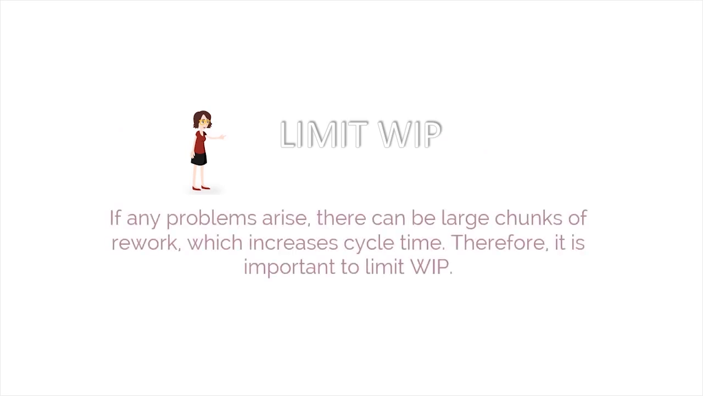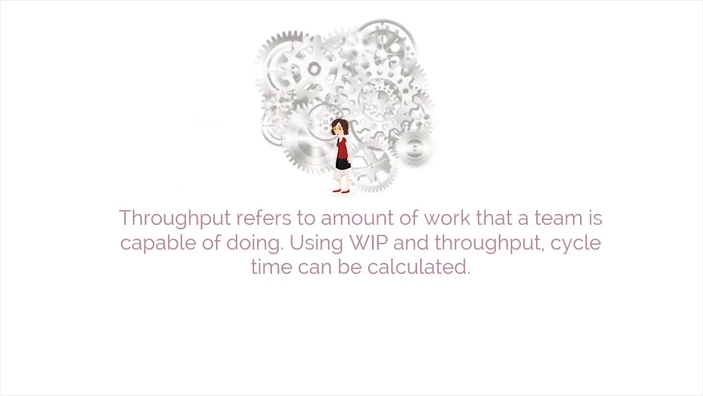Cycle time is the period of time taken to complete a task, such as developing a feature or an item on the backlog. Cycle time and work in progress, or WIP, are closely related because large amounts of WIP can create bottlenecks. If any problems arise, there can be large chunks of rework, which increases cycle time. Therefore, it is important to limit WIP. Throughput refers to an amount of work that a team is capable of doing. Using WIP and throughput, the cycle time can be calculated. Cycle time equals WIP divided by throughput.